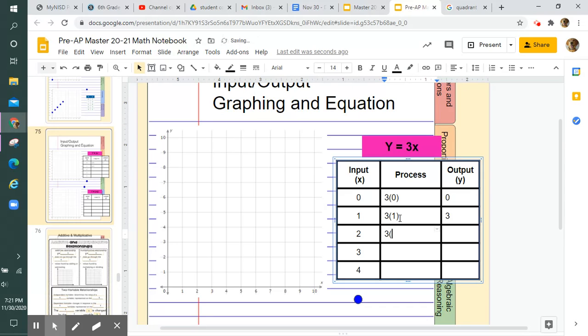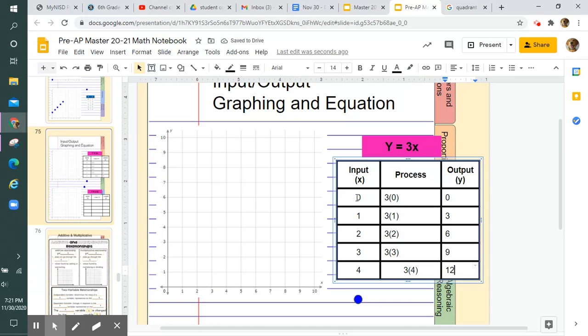We're going to do 3 times our x value, which this time is 2. So 3 times 2 is 6. Then we have 3 times 3. 3 times 3 gives us 9. And then our last one, we have 3 times 4. And 3 times 4 gives us 12.